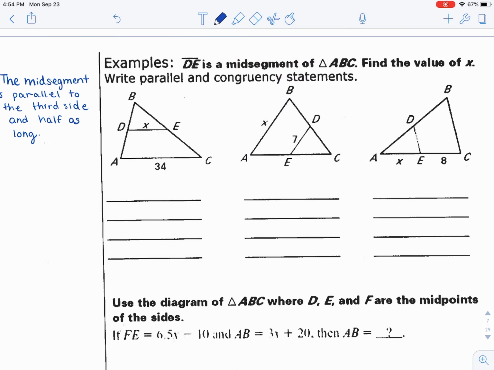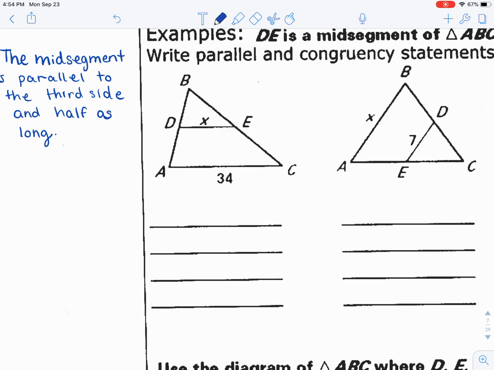One thing I want to review is what is a midsegment. It's the segment that connects two midpoints. So if the midsegment is a segment that connects two midpoints, then we know that D is a midpoint. It's the midpoint of AB. We can show that it's the midpoint by putting tick marks on either side. Here, E is the midpoint of BC. We can show that it's the midpoint by putting tick marks on each side, 2 tick marks on each side.